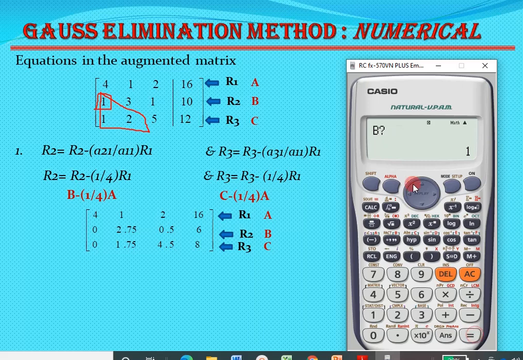Again press equal to, then it asks you the B value, so we have to enter the second column values. The second column value for B is 3, so press 3 equal to. Then the A value for the second column is 1, so press 1 equal to, and the C value for the second column is 2, so press 2 and equal to. So you will get the new B value as 2.75, and this value is written. Then again pressing equal to, you will get the new C value, which is 1.75, and this is written here.